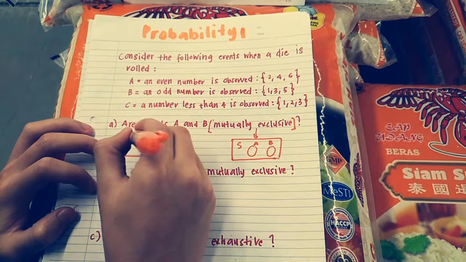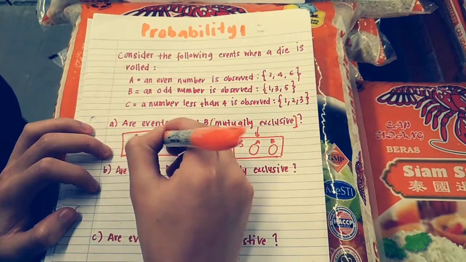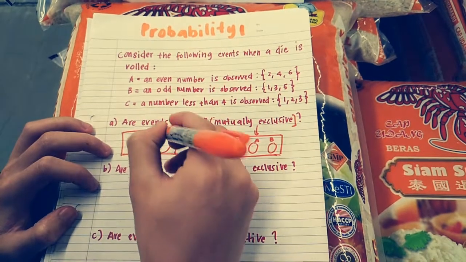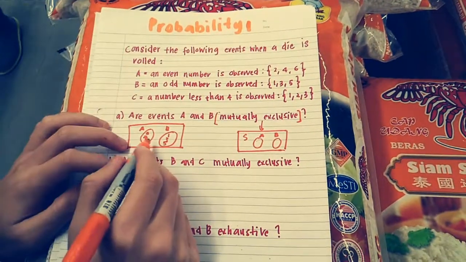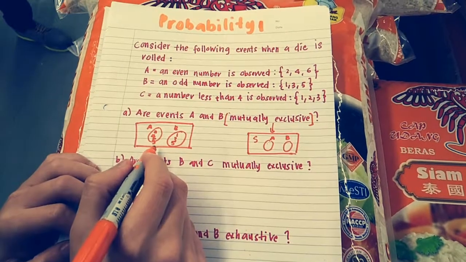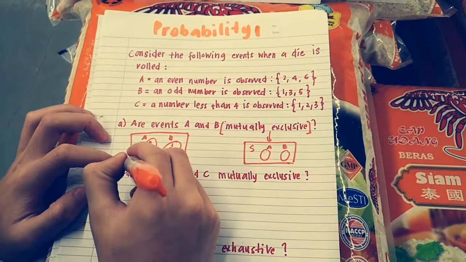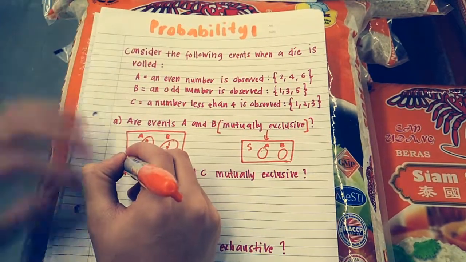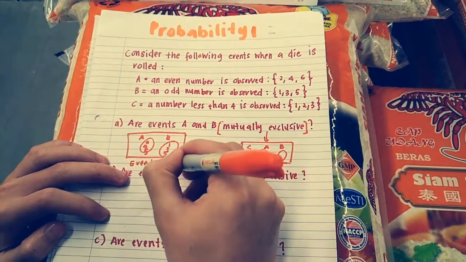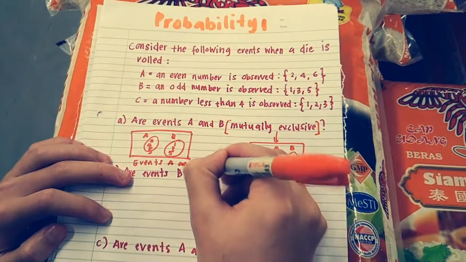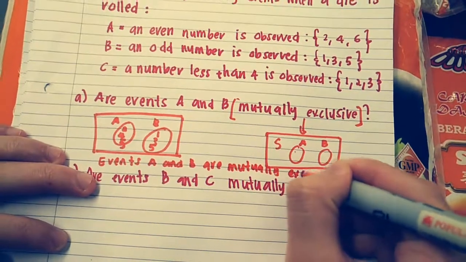A consists of the numbers 2, 4, 6, and B consists of the numbers 1, 3, 5. Do you see that this question has no intersection? If there is no intersection, it means the events are mutually exclusive. This is the answer: events A and B are mutually exclusive.